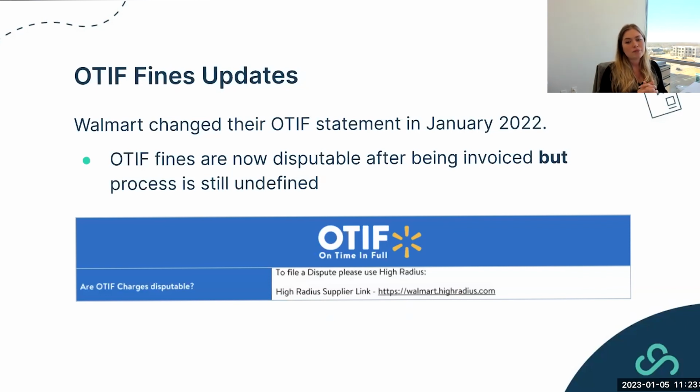So Walmart sent this tiny little notification in one of their documentation, didn't really announce it in a very big way, but it had this little FAQ type statement: are OTIF charges disputable? And it was like, yes, you can do it in HighRadius. And everyone was like, whoa, what is this? There's now an official dispute process, and Walmart's been rolling that out. They've been slowly releasing information since last year.